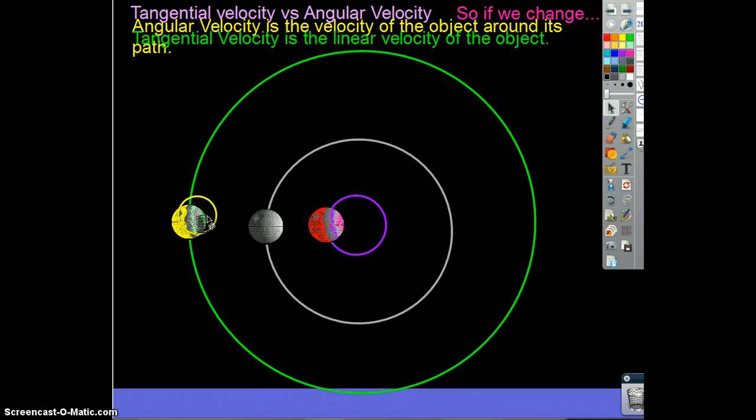However, it is easy to see that the green circle is much larger than either the gray or the purple. Therefore, the yellow and green Death Star has a much higher tangential velocity because it has to cover a much greater distance in the same amount of time.